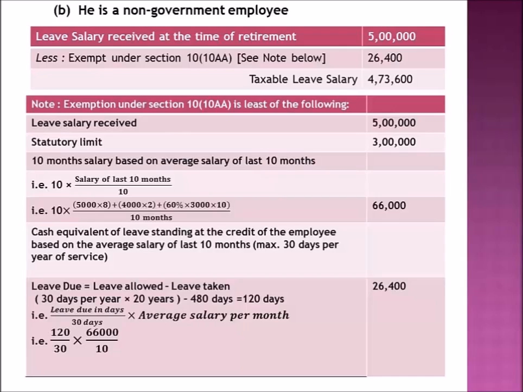What is that? Let us see again. Leave salary actually received, the statutory limit of 3 lakh, the average salary of last 10 months, and the cash equivalent of leave standing at the credit of employee based on the average salary of last 10 months. So this is how the calculations are done.